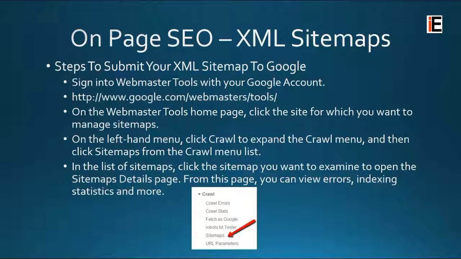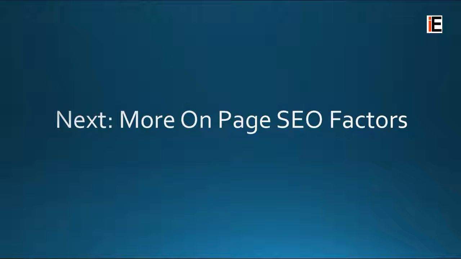So you can see an idea. This is on the left-hand side. If I'm logged into Google Webmaster Tools, you can see in my picture there. Click on Crawl. That will actually expand that menu. And then click on Sitemaps. And that's going to take you to the place where you submit your sitemap that you created using the third-party tools.